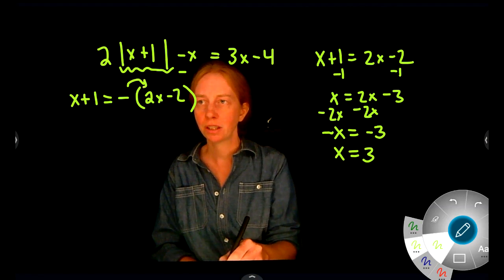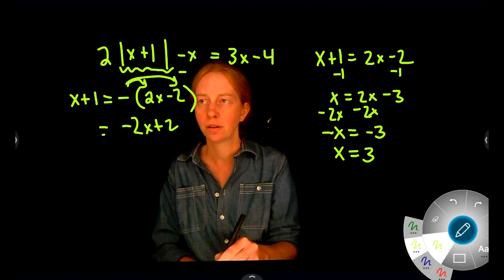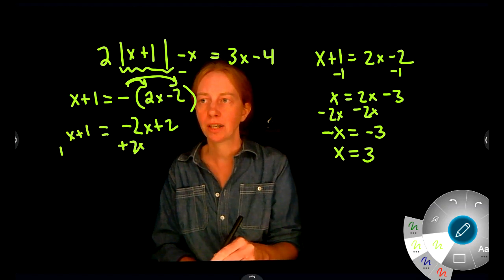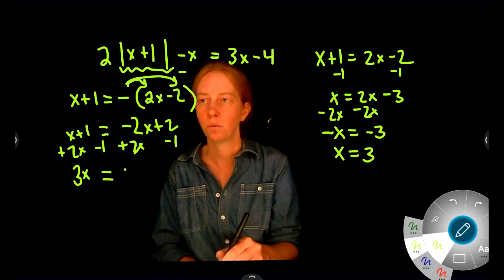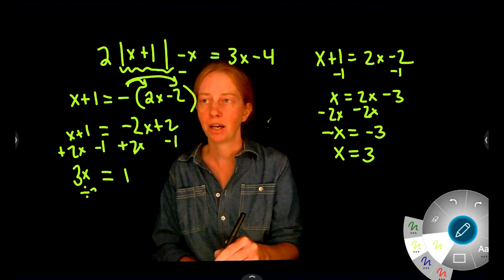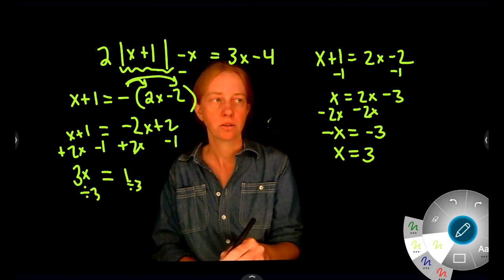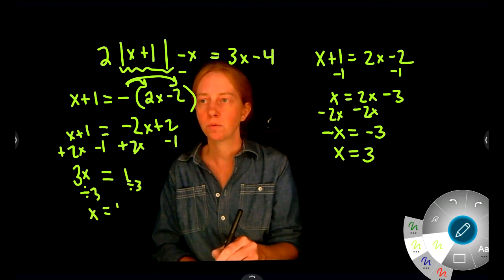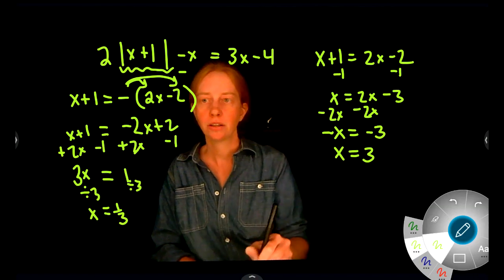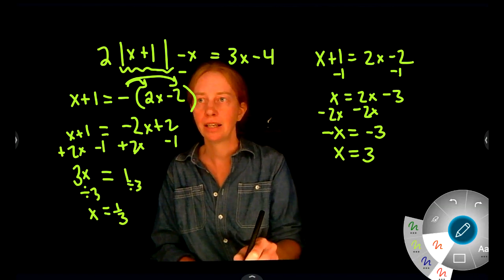All right, over here, I'm going to distribute that negative. So I have negative 2x plus 2 equals x plus 1. Let's go ahead and add 2x to both sides. So I have 3x. You can also go ahead and subtract the 1, make that a simpler step. 2 minus 1 is 1. And divide by 3. So I have this as x equals 1/3. Okay, so now I'm going to go ahead and plug that in to check.